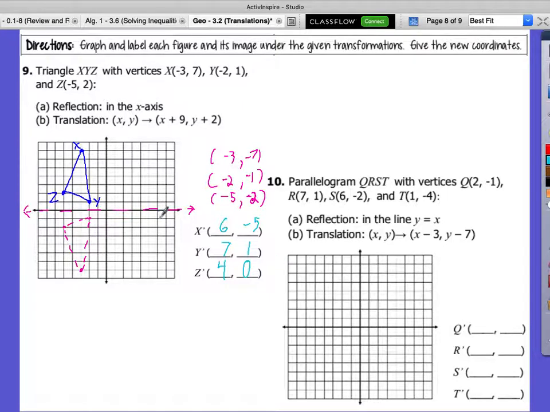So we have 2, -5 as our x prime. 7, 1 is our y prime. And 4, 0 is our z prime.